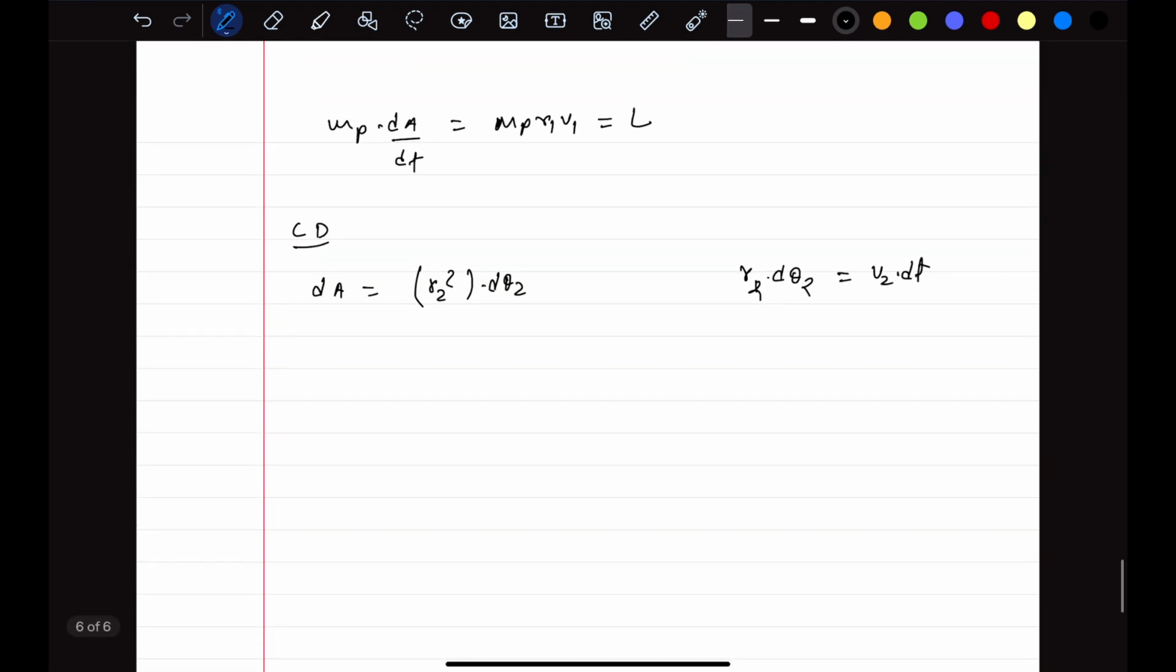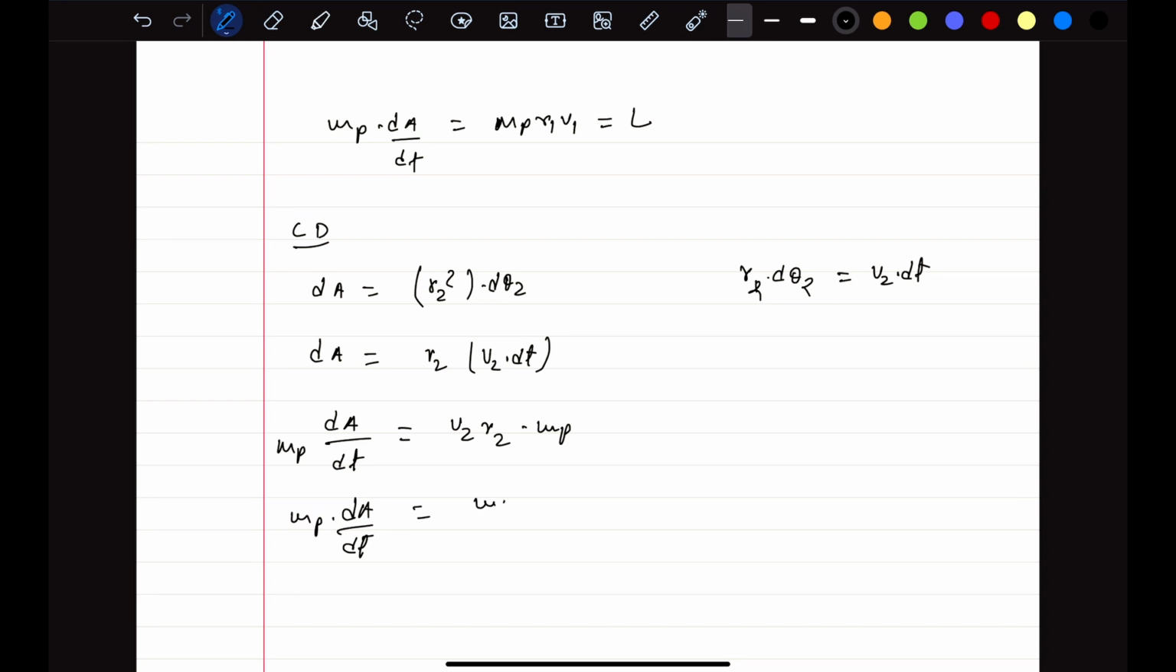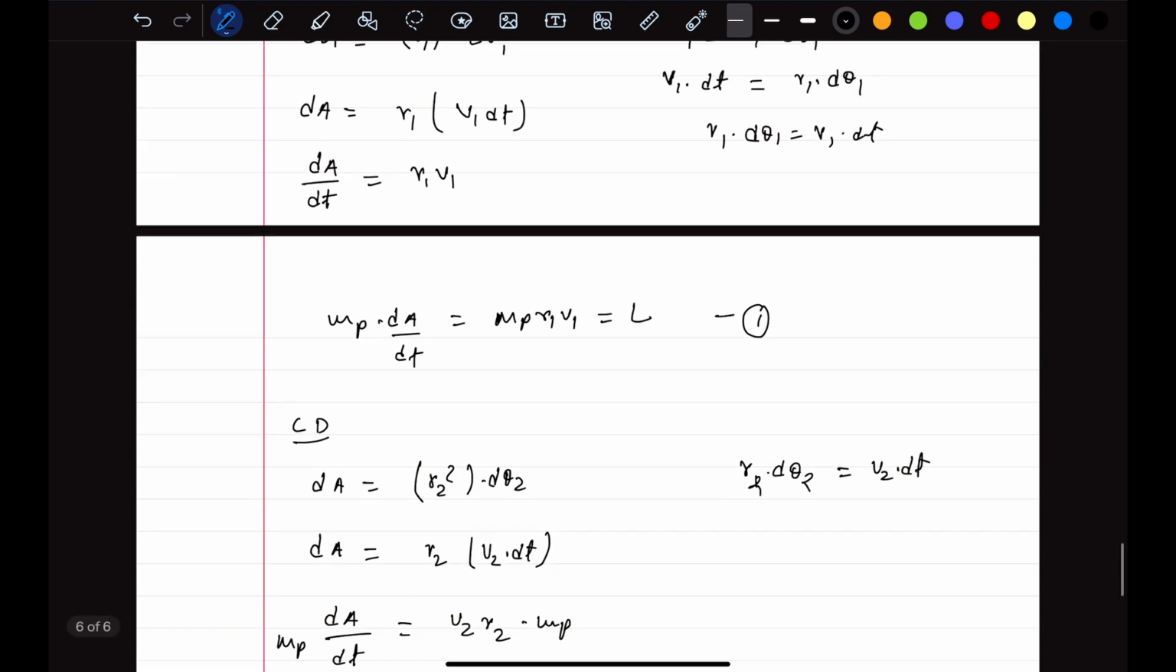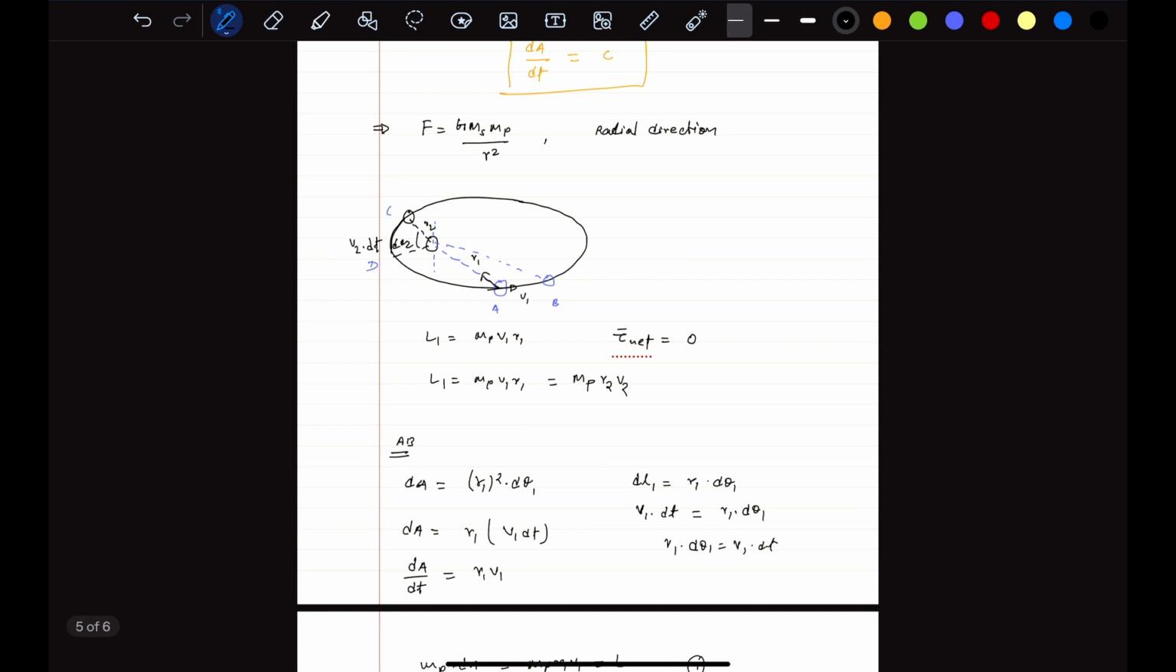So now dA can be written as r2 multiplied by r2 d theta 2, which is v2 dt. So dA by dt is v2 r2. Let's multiply it by the mass of the planet. So then we get mp dA by dt is mp r2 v2, which is angular momentum. From this equation and the second equation, I can say that dA by dt is constant. So this is how I can prove Kepler's second law using Newton's law of gravitation.